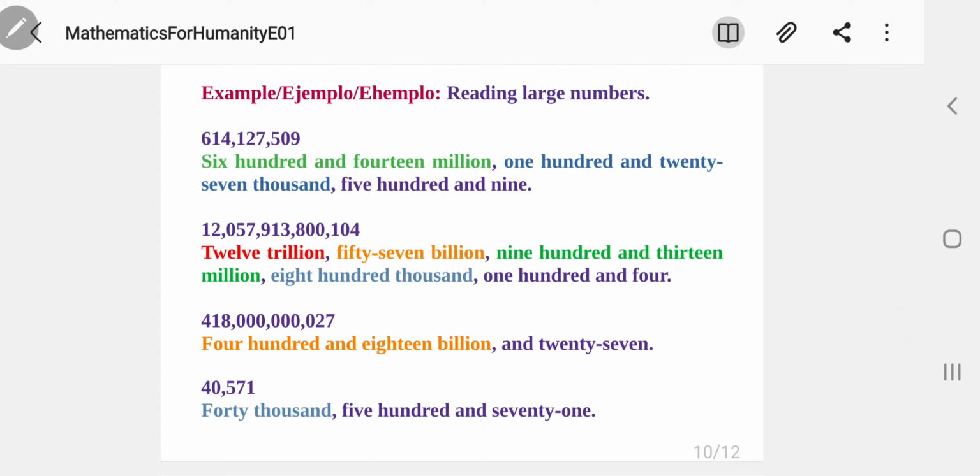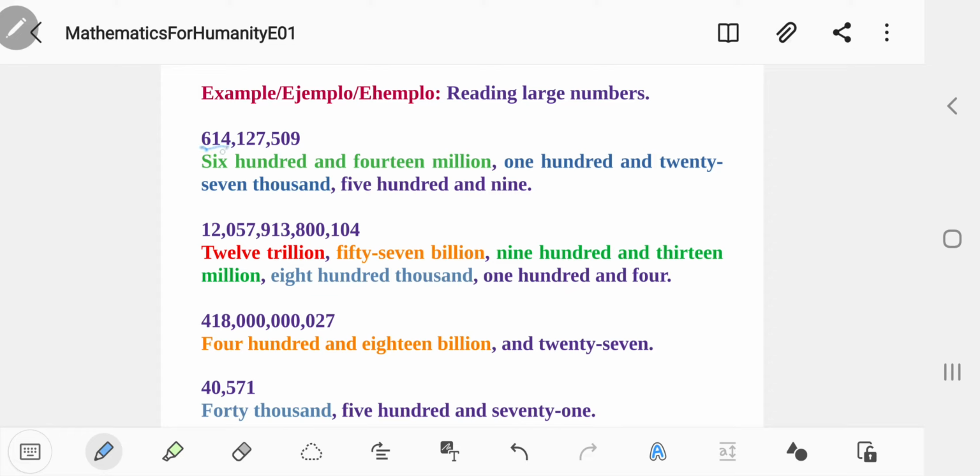As I've said, this is 614, but that's in the millions place. That's 614 million. Okay, this is 127 in the thousands place, so that's 127,000. And then you have 509 here. So that's how you read that number.